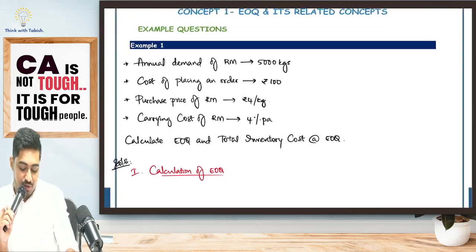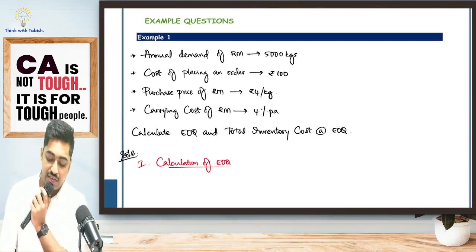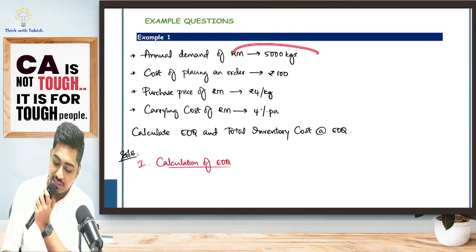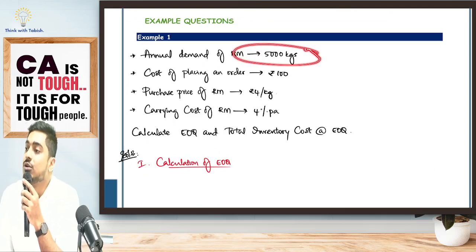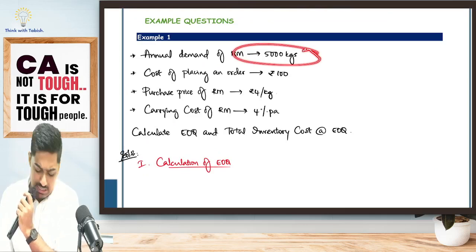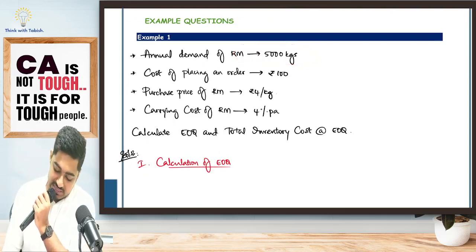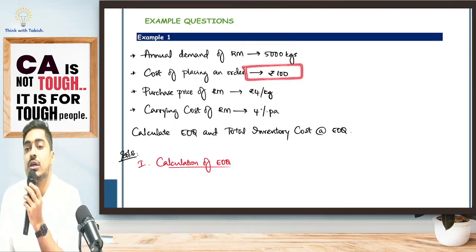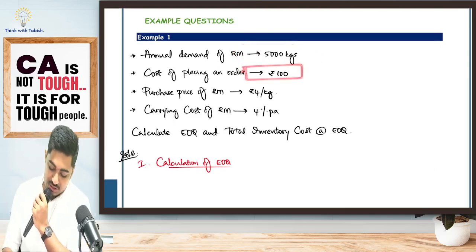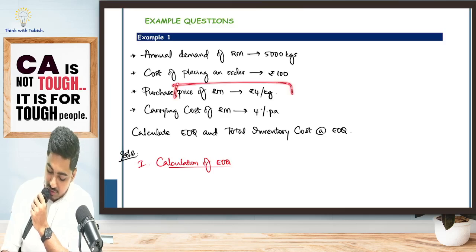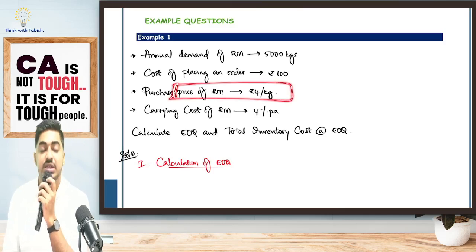So, question number 1. Simple example. Annual demand of raw material is 5000 kg. So in 1 year, total how much raw material do I want? 5000 kg. Cost of placing an order. To place one order, what is my cost? 100 rupees is my cost. Purchase price of my raw material is 4 rupees per kg.